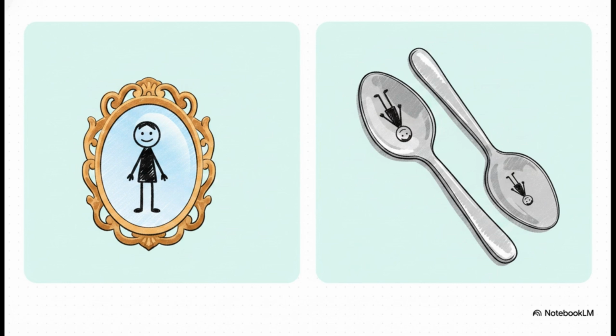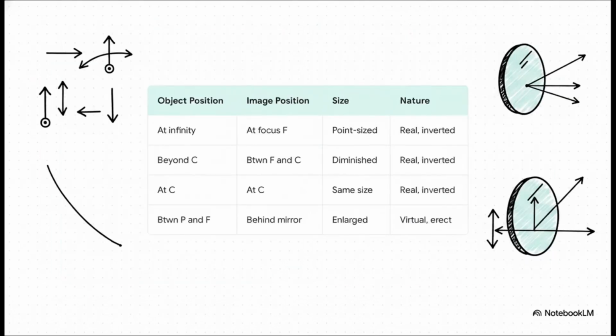Think of a shiny metal spoon. If you look into the hollowed-out inward curving bowl of the spoon, you're actually looking into a concave mirror. But turn it around to the bulging outward backside and bam, you have a convex mirror. Suddenly, your reflection can be drastically magnified, totally shrunk down, or even flipped completely upside down. Now, if you want the ultimate cheat code for drawing your ray diagrams in the exam, just look for the mathematical pattern hidden right here in this table.